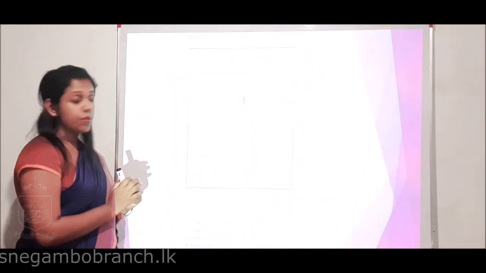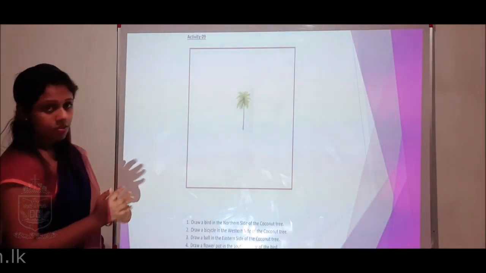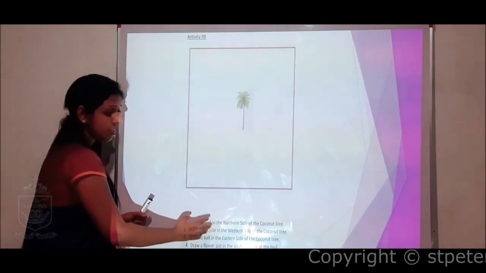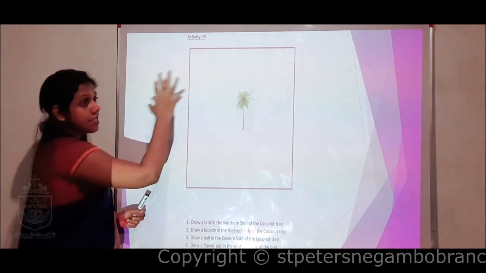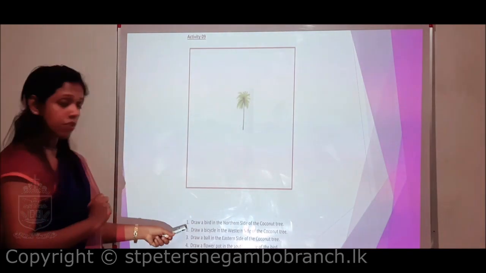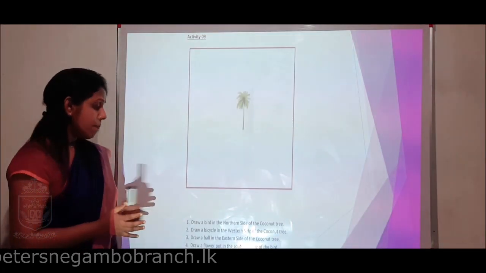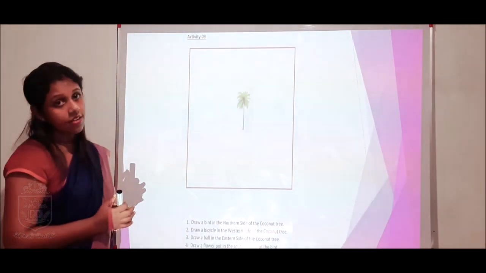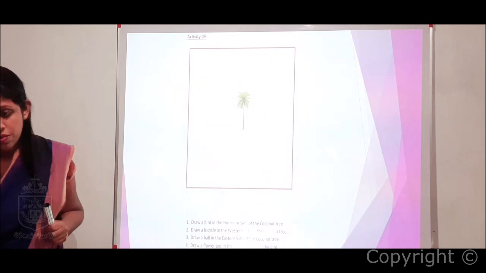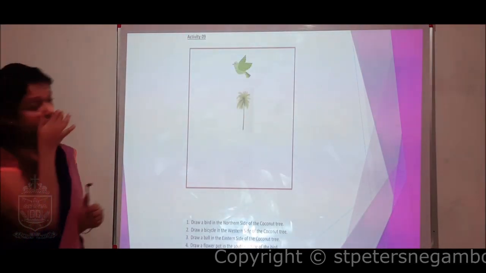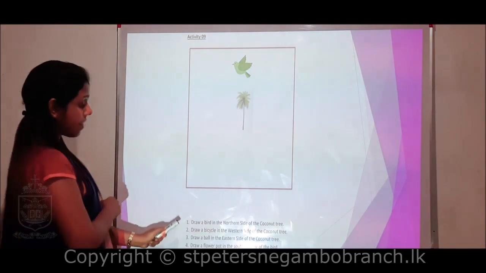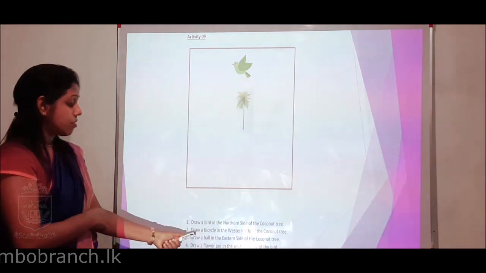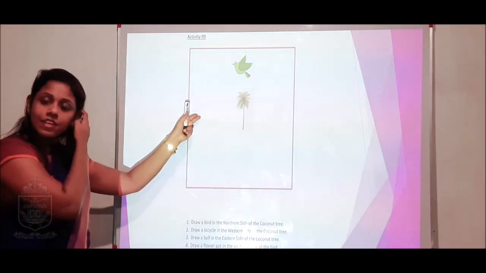Okay. Now there's an empty box. Now we have given some instructions here. So you have to read the instructions and complete the diagram, complete this picture according to the given instructions. Draw a bird in the northern side of the coconut tree. So we drew a bird in the northern side of the coconut tree. And then we have to draw a bicycle in the western side of the coconut tree.